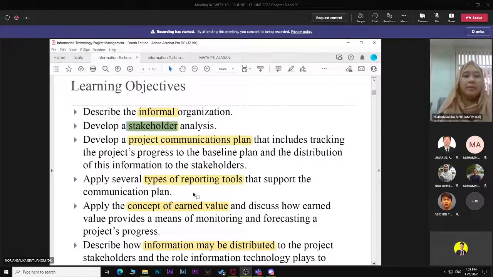And last but not least, after you know the communication plan, now you want to monitor the communication. When the project is happening, it's more on you want to know the progress of the project. Right, when you execute the project, dah start dengan kerja dan sebagainya, dah start dengan the implementation of the project, you want to know the earned value, whatever you invest during the execution of the project.